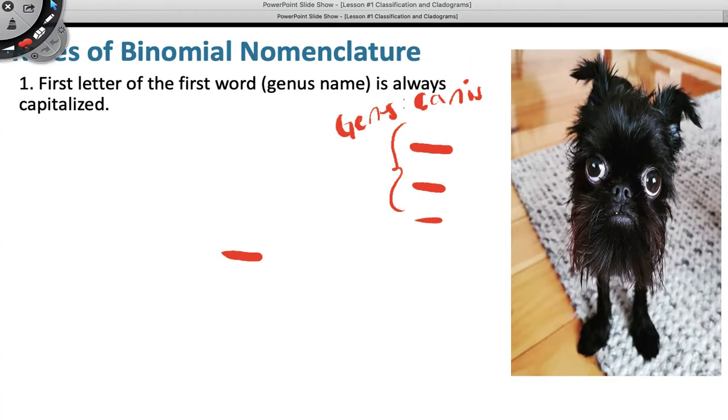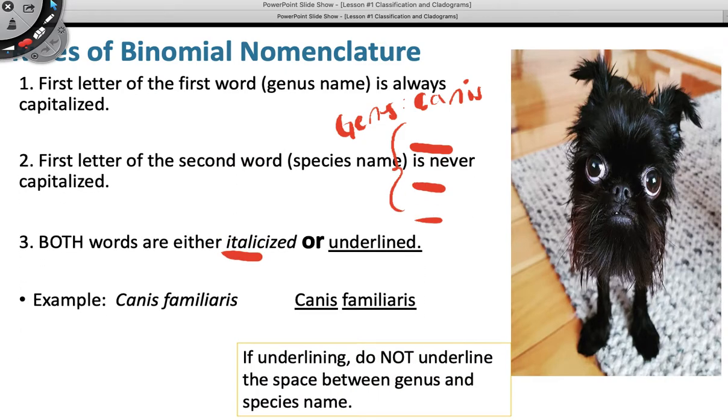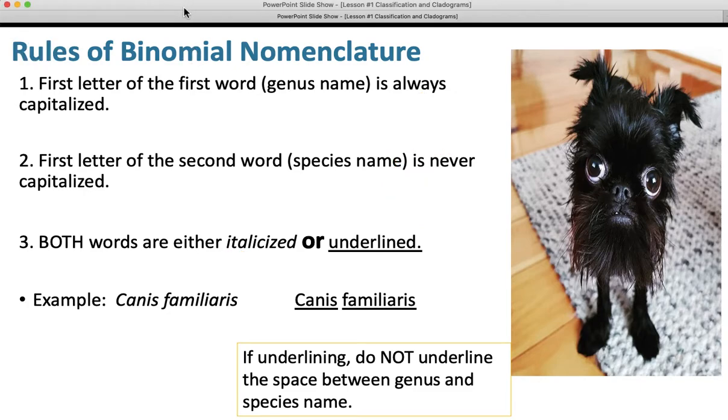Okay, so there are some rules for binomial nomenclature. These are the rules that govern binomial nomenclature. The first letter of the first word is the genus name, and you always capitalize that. The first letter of the second word is the species name, and that is never capitalized.